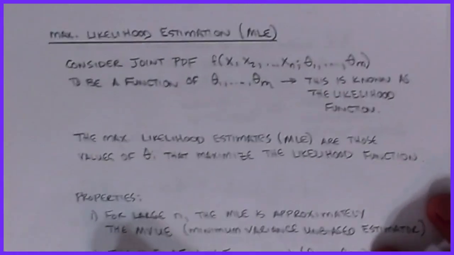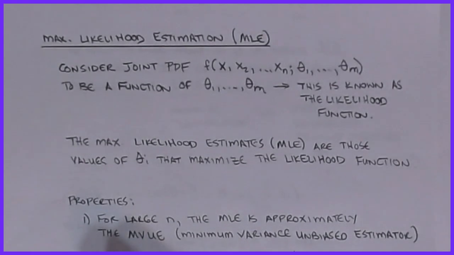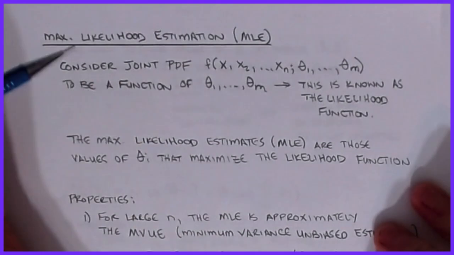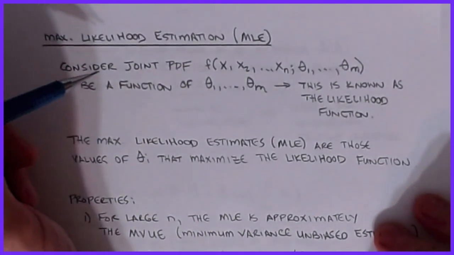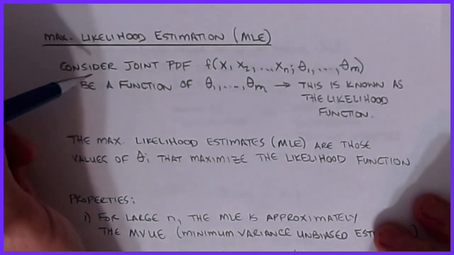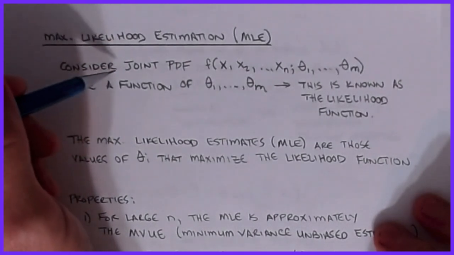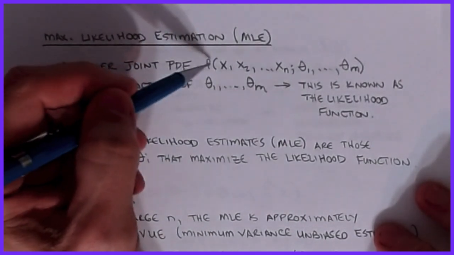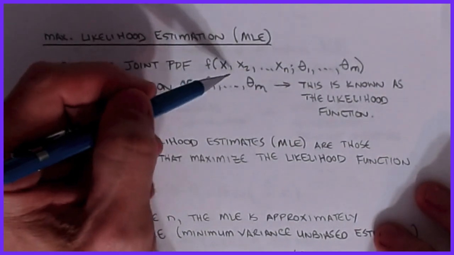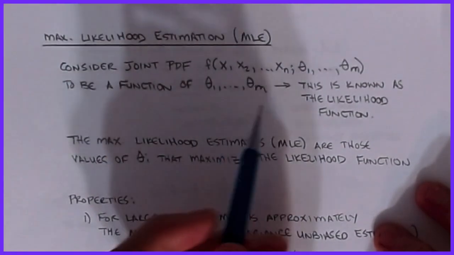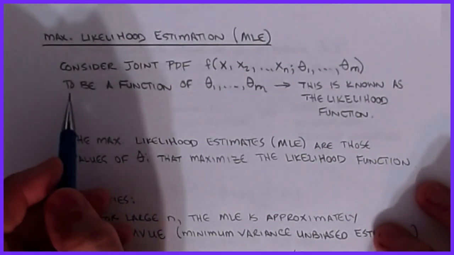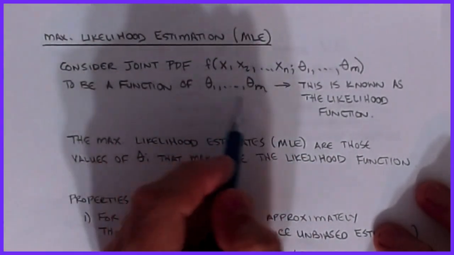All right, so that's the method of moments. The other method that we have is what we call maximum likelihood estimation, or the MLE method. This one works pretty well for joint PDFs. In this case, we have a joint PDF with random variables x1 through xn, and some number of parameters theta 1 through theta m. So this PDF is a function of these different parameters.